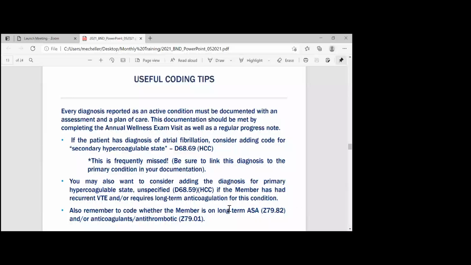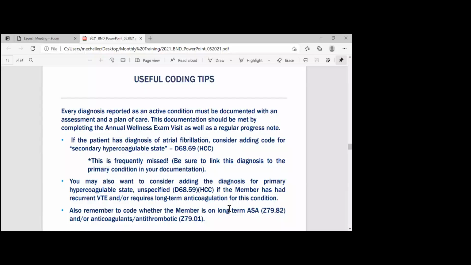So if a patient has a diagnosis of atrial fibrillation, we want to consider adding a secondary code for hypercoagulable state, and it's D68.69. For those that don't know, this is a condition related to blood clots that we tend to see missing. If it exists, this is an option for providers to take a look at charts to see if this is a condition that could be added for members with AFib, as it is an HCC code. But it is a frequently missed diagnosis, so we want to take a look back at our charts and documentation to see if this is a condition that we can add to the charts.